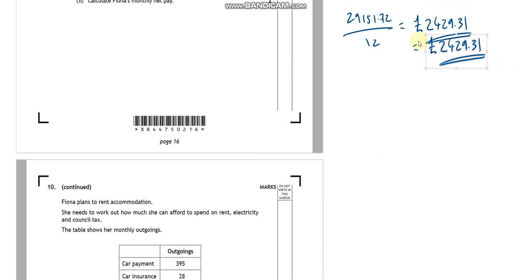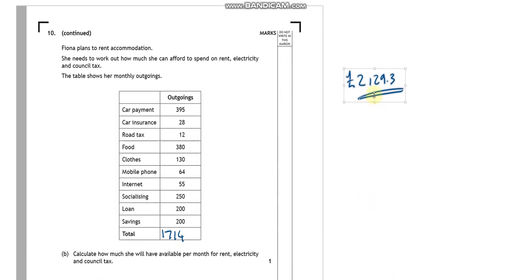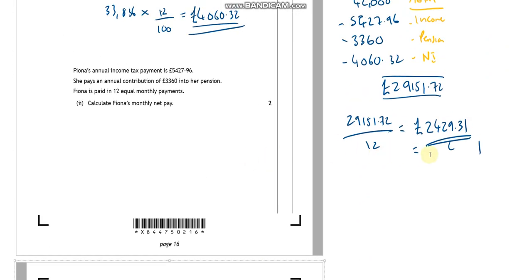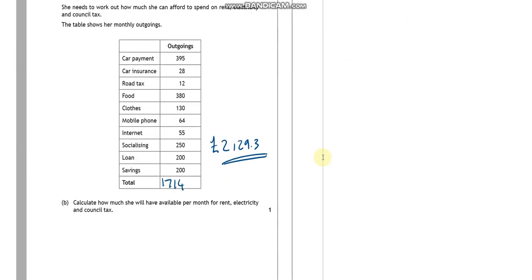Oops, oh, I've messed this up. Technology has failed me once again. Here we go. That's what she's getting every month as her net figure. Oh, I've really messed this up. That's her net figure. And that's her costs in the table.